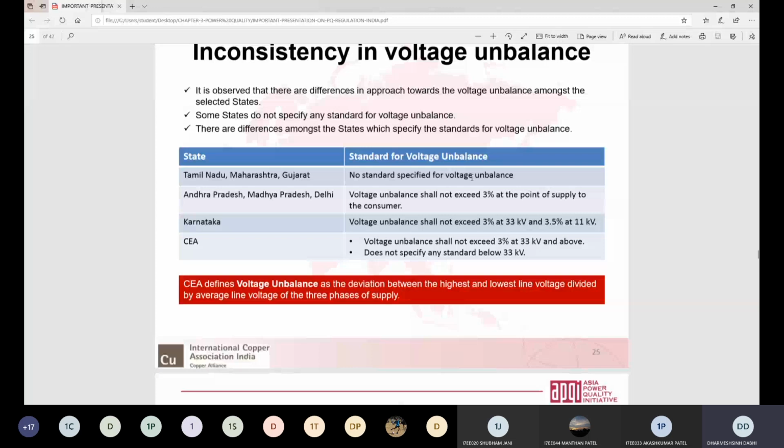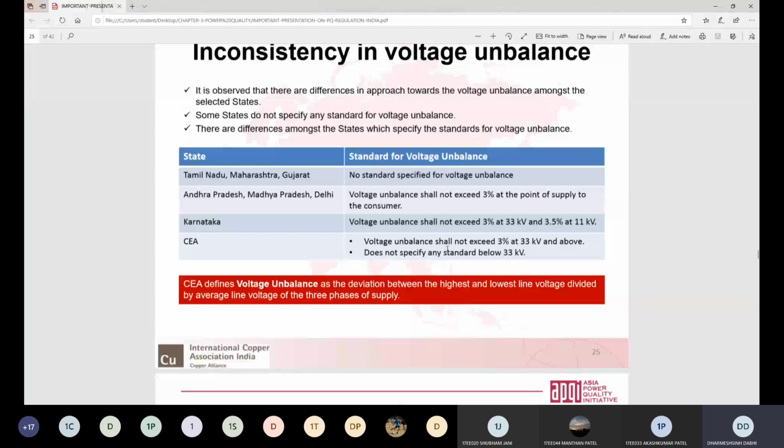Clear? But here this is a different thing. Here the maximum allowed is 3%. So you can see this much variation between the Indian standards and international standards. Same way, CEA, the Central Electricity Authority, makes the standard for voltage unbalance not more than 3% at 33 kV and above. So that is the standard made by the central authority.